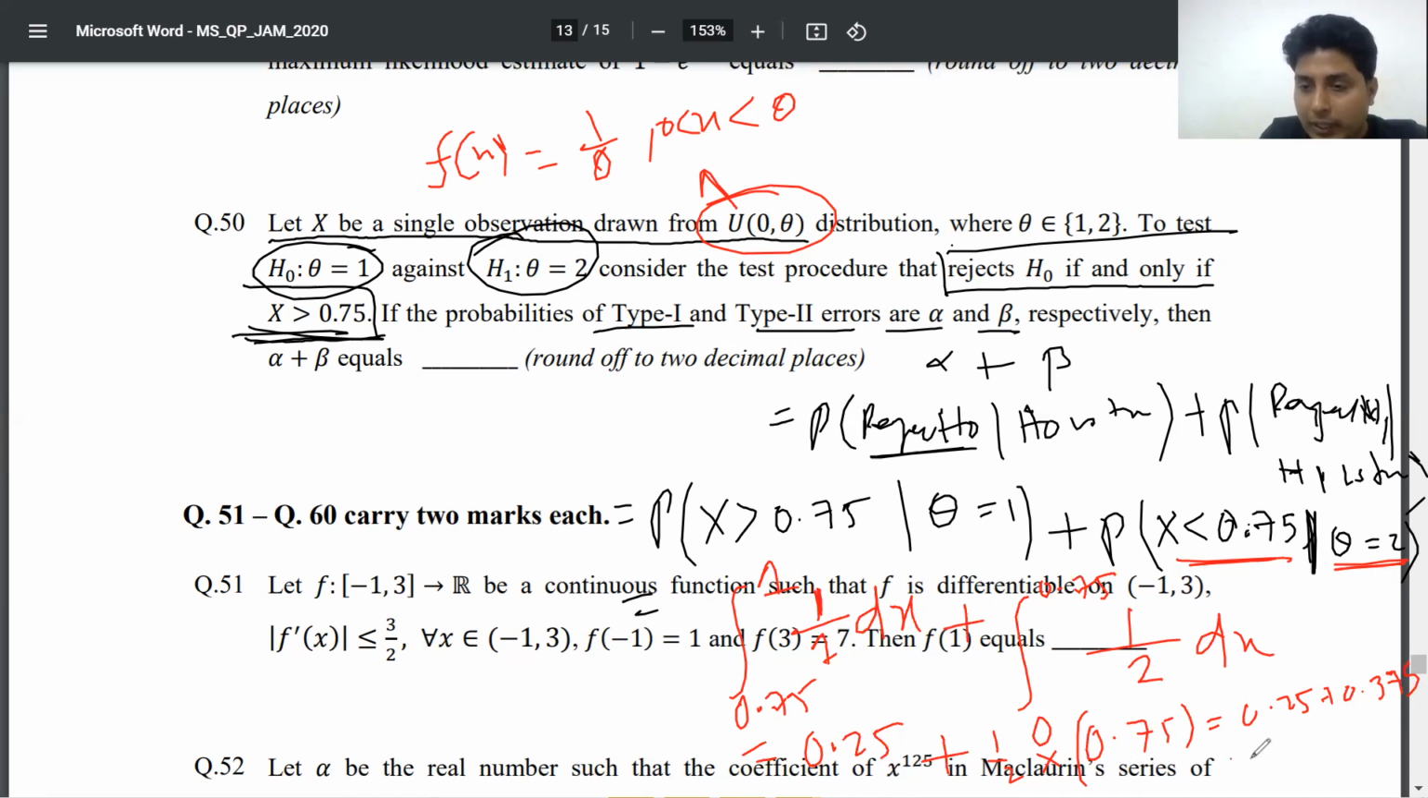0.375. So you can add it: 250 plus 375, which is 625. So 0.625 is the answer for this question. Please check the calculation in case I have done something wrong. So yeah, thank you everyone.